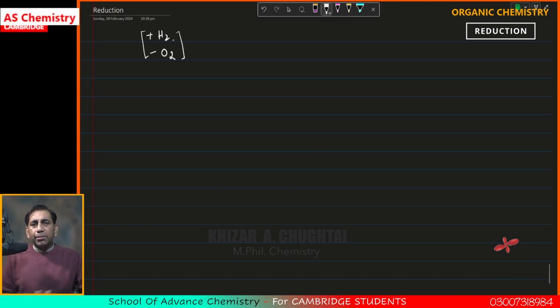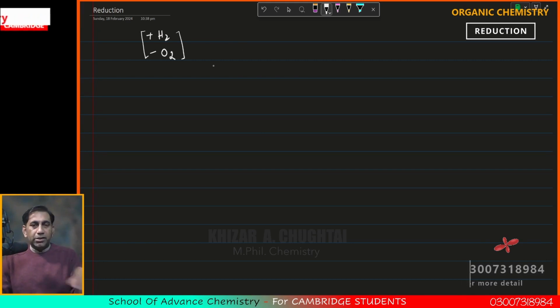So whenever any compound is gaining hydrogen, it is going to be reduced. And any compound that is losing oxygen is also going to be reduced. So gain of hydrogen and loss of oxygen is said to be reduction. How many different types of functional group or molecule can be reduced in your whole A-level chemistry syllabus?